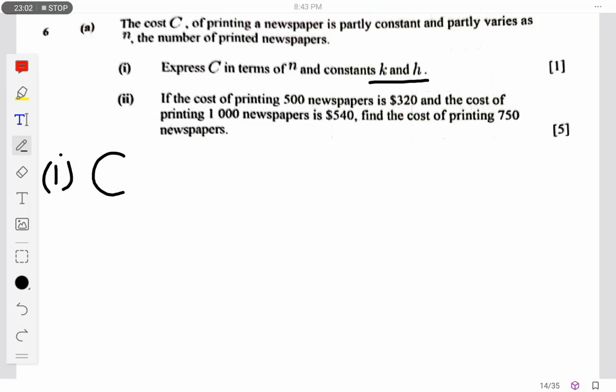Okay, so the first part I can say C, we say the cost is partly constant, so we can have this H, and then partly varies with n. This is what we have. So this is our expression number 1. You get yourself 1 mark.